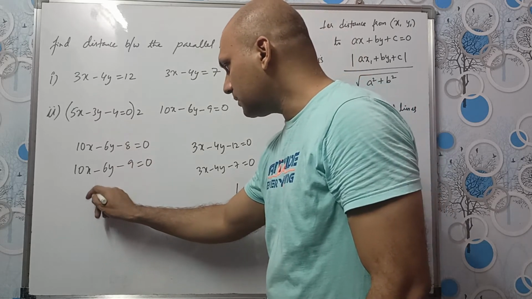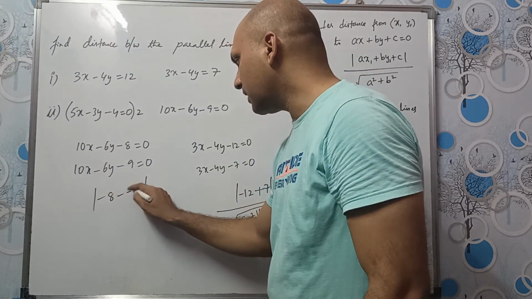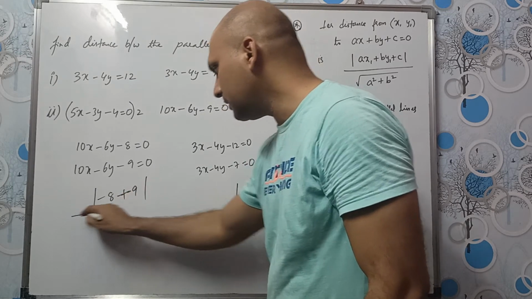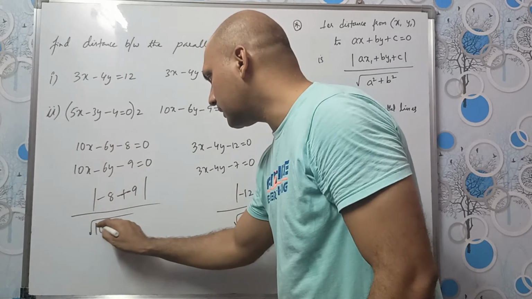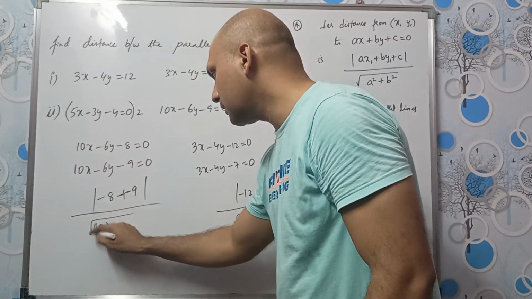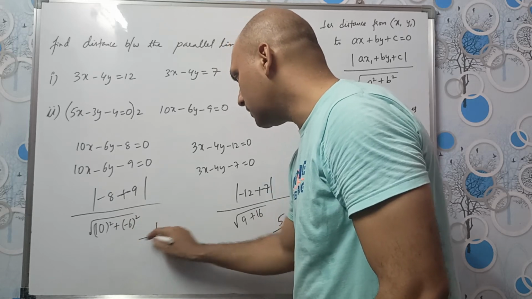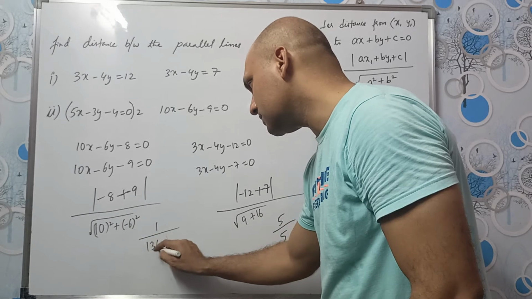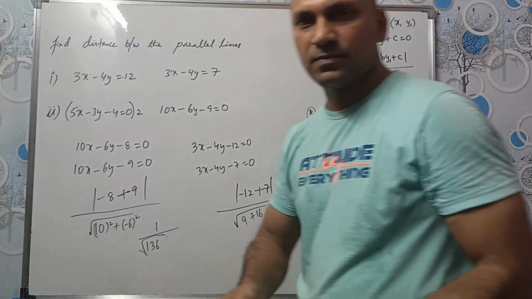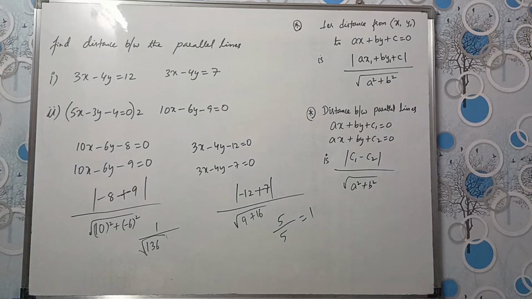Okay, let us find the distance. C1 minus C2, so minus 8 minus of minus 9. So this will become plus 9, divided by root of 10 square, plus minus 6 square. So this is 1 in the numerator divided by root 136. So this is root 136. Okay, I hope this is clear. 1 by root 136.